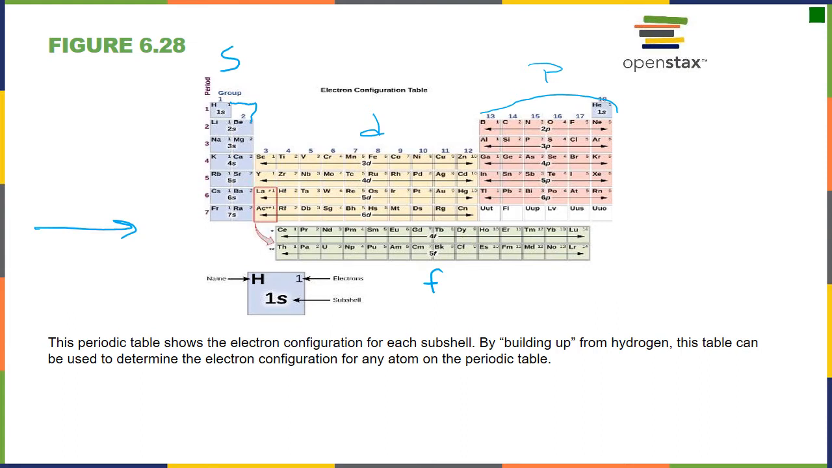The first row is a 1, period 1, period 2, period 3. And the first row of S's that we find is going to be a 1s. The first time we see P's is when they have 2 P's. The first time we see our D's is when we have 3 D's. And the first time we see F's are when we have 4 F's. And if we want to go, for example, from a 2p to a 3p to a 4p, we just count our way down the periodic table.